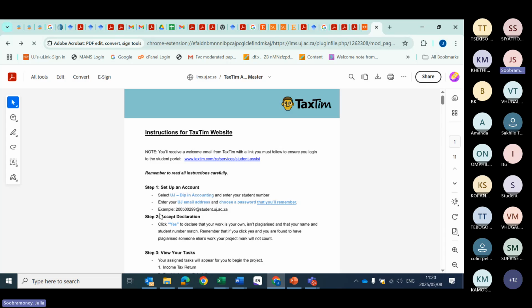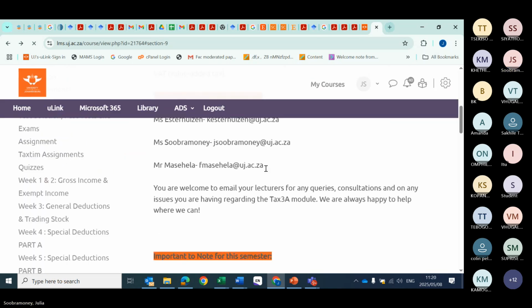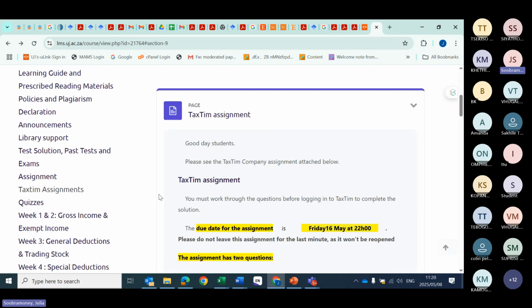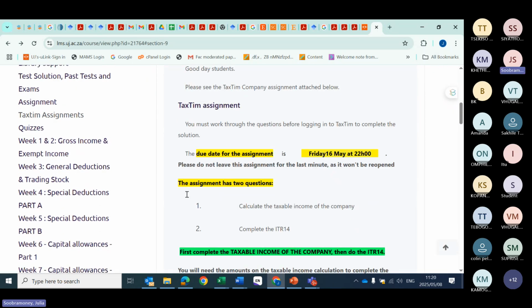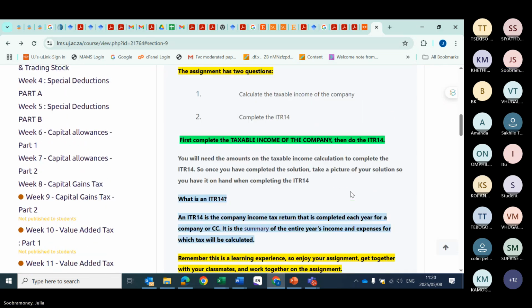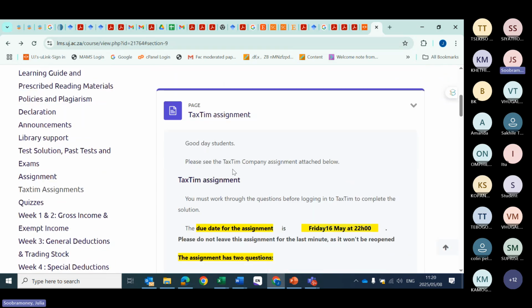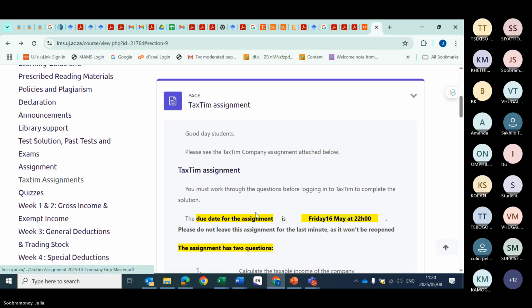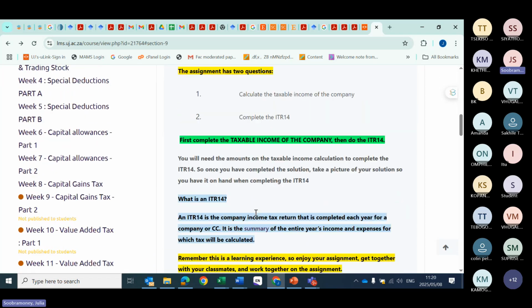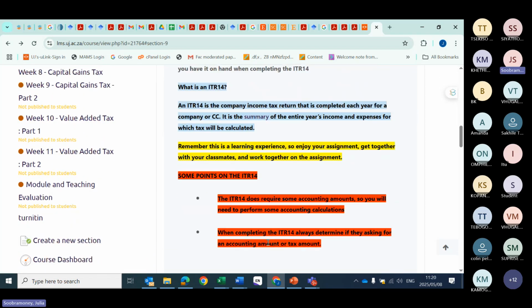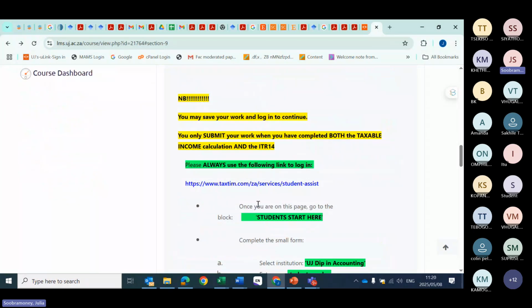Even on, just go back here. Even on Moodle, there are instructions here on Moodle, what you must use. Your TaxTim assignment, there's the assignment. So please make sure, here's some extra information for you. All right. Here's the steps.